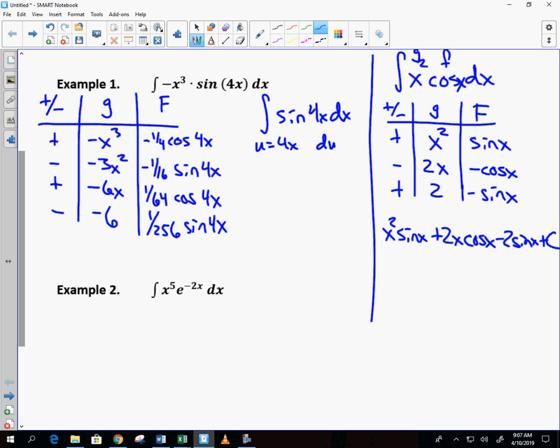So du is equal to 4 dx. We don't have a 4 dx, so therefore I divide by 4. 1/4 du is equal to dx. So you can see that we have that 1/4 multiplier out front, right? So I have 1/4 times the integral of sine of u du. And the antiderivative of sine is cosine. Negative.